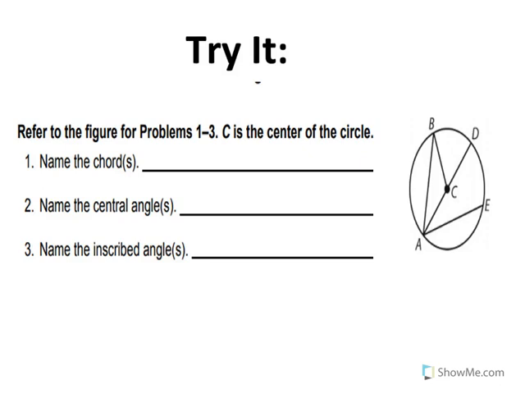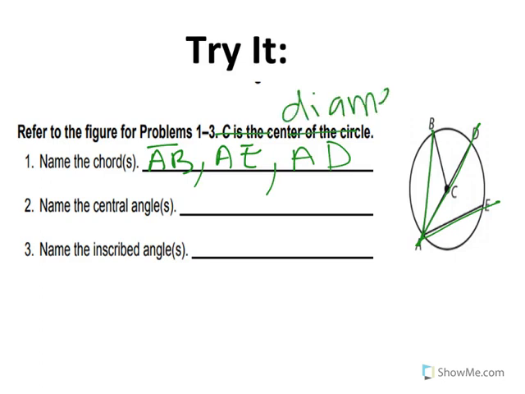Right, so here refer to the figure for problems 1 through 3. C is the center of a circle, so name a chord. Right, so we could have a chord AB, AE, and we have a special chord AD as well. And AD is a special chord, so it happens to be a diameter.